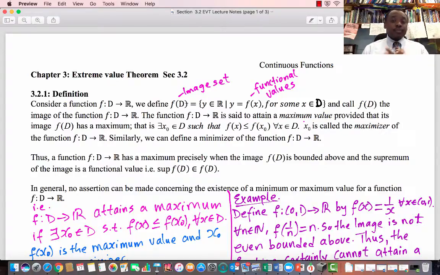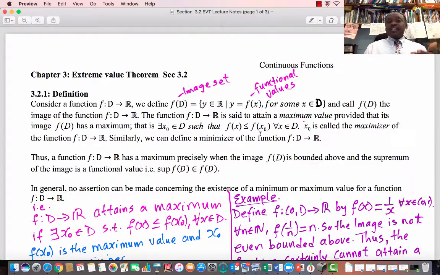We did prove before that if a set is bounded above and the supremum of the set is in the set, then that set has a maximum. As a matter of fact, the maximum is the supremum. So this is what we have here. f of x is less than or equal to f of x0. Our f of x0 is a function value, so that is the supremum. So f of x0 is the maximum of the image f of D, and we would say that the function f attains a maximum value at the point x0.